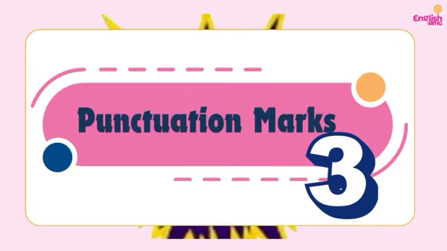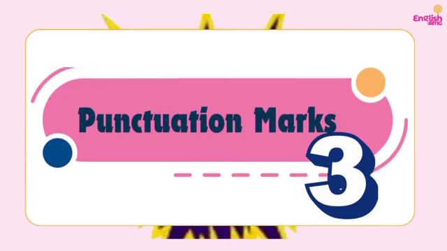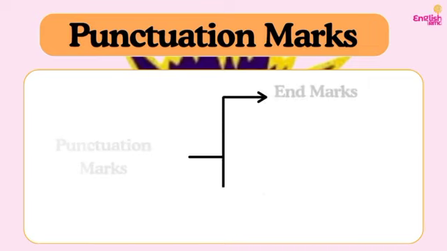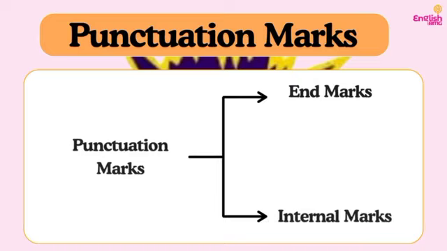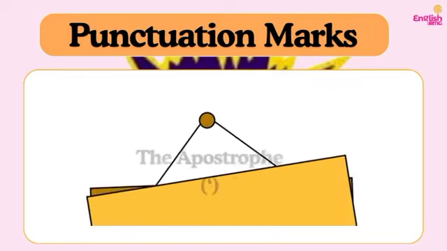So, this is part 3 of this series on punctuation marks. I've done the first and the second part, and if you would like to watch that first, you can go to the description below before you continue. Also, I've explained that punctuation marks are generally divided into two, which are the end marks and the internal marks. The end marks are three, which are the full stop, the question mark, and the exclamation mark. And now we are discussing the internal marks one after the other.